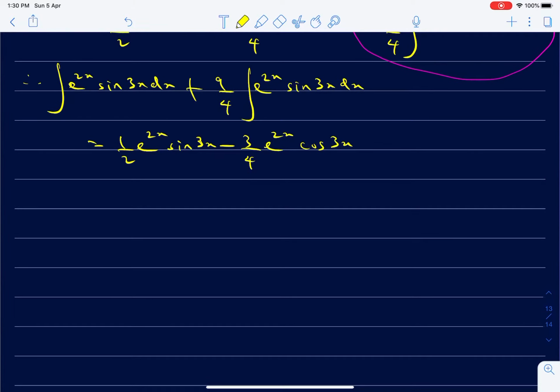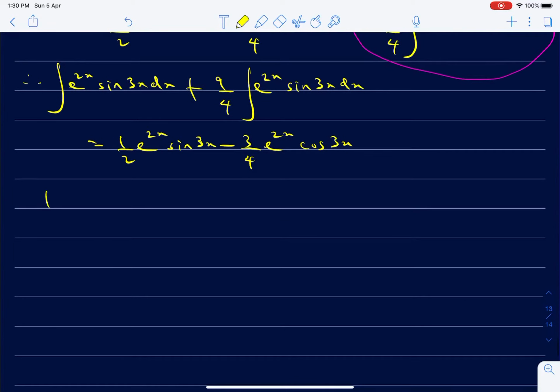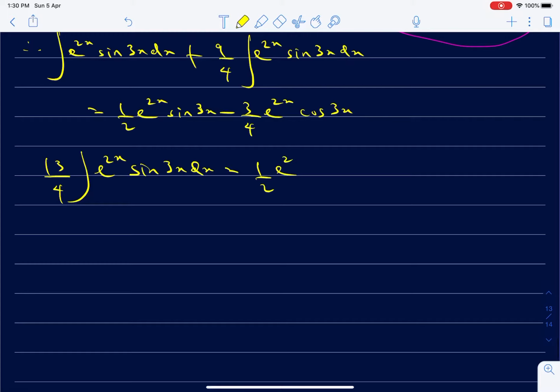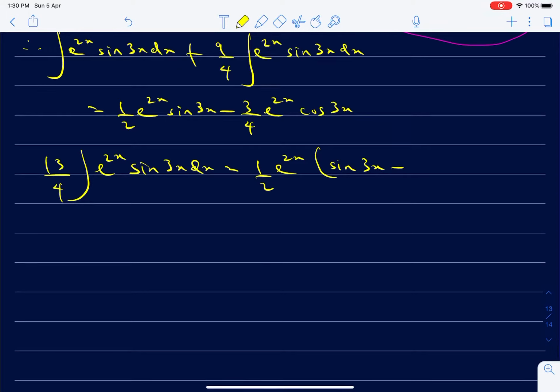And that simply means 1 plus 9 over 4, that simply means 13 over 4 multiplied by the integral of e raised to the power 2x sine 3x dx is equal to 1 over 2 e raised to the power 2x. That's common to the two terms on the right hand side, so I want to write it this way: 1 over 2 e raised to the power 2x, sine 3x minus, and what's it going to be?